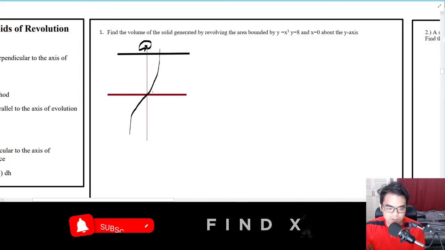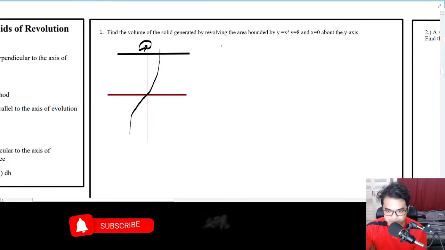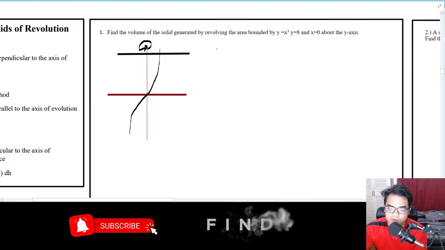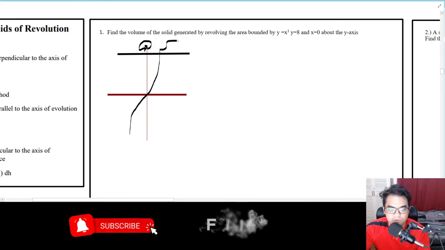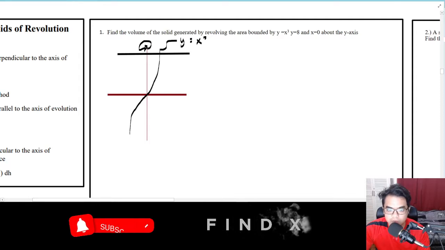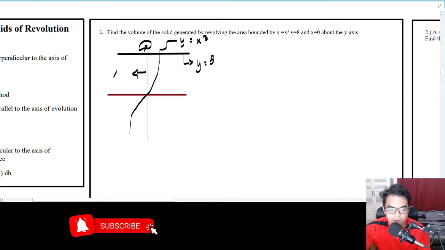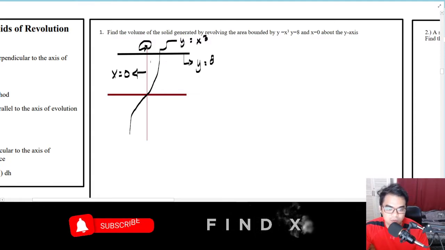And then I already drew the graph of the following equations. So we have y equal to x cubed, which will be this one. This is y equal to x cubed, and then this will be your y equal to 8. And of course, the y-axis will be your x equal to 0. So the area bounded by that will be this area.